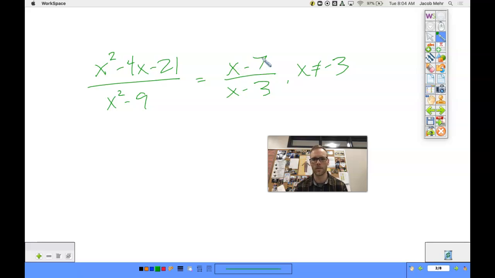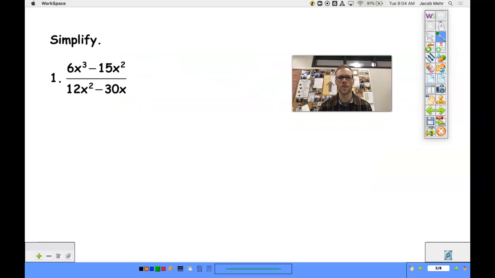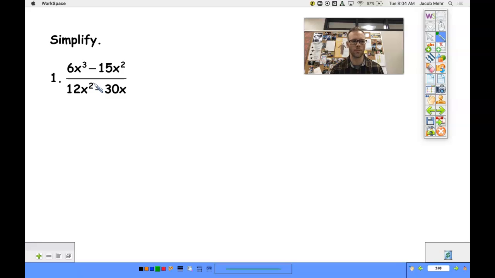It would be what? -10 over -6. All right? So I'll keep looking at that at each example and explain that. So let's start with just another simplifying problem. The first thing we want to do is factor this. Factor the numerator, factor the denominator.